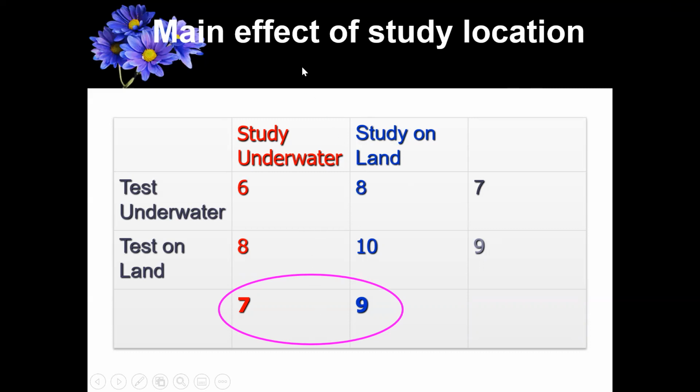So first one is going to be the main effect of study location. So did you study underwater or did you study on land? That's the first effect we're going to wonder about. And again, we're going to have three potential effects, and they can all either occur or not occur if they're actually independent of one another.